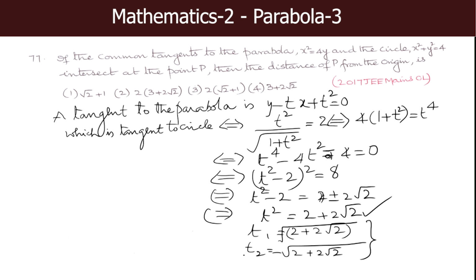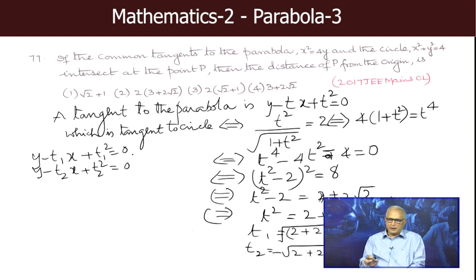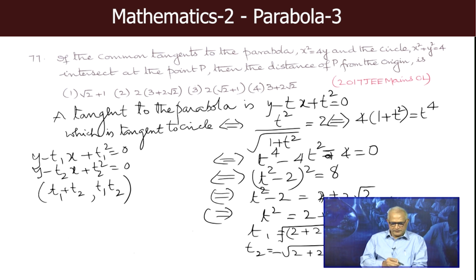Now, what are the two tangents? y minus T1x plus T1 square equal to 0, and y minus T2x plus T2 square equal to 0. You also know the point of intersection of the tangents at T1 and T2: because the parabola is x square equal to 4y, it is a into T1 plus T2, a T1 T2. T1 plus T2 comes first, then a T1 T2. That is how you can write it.